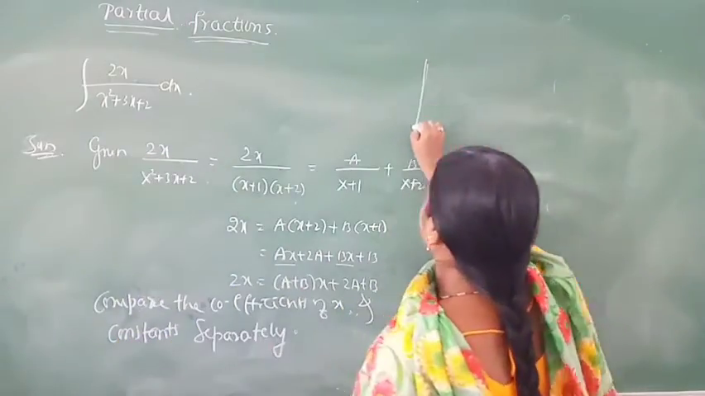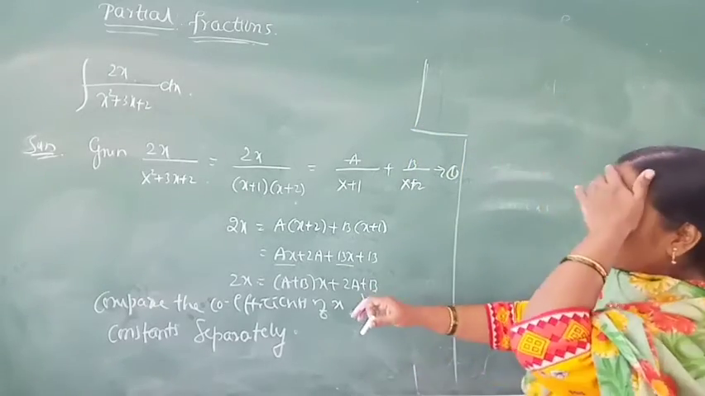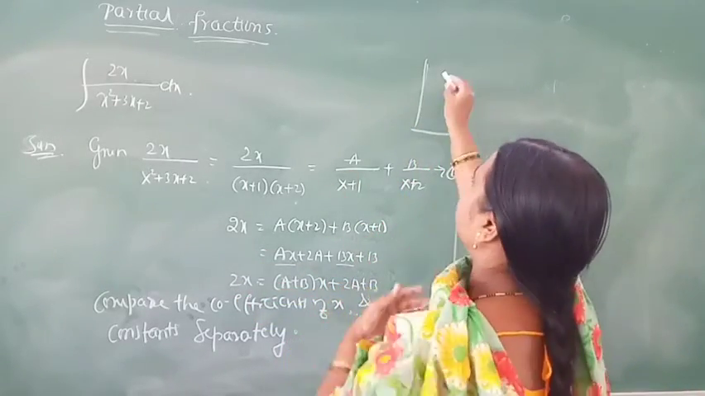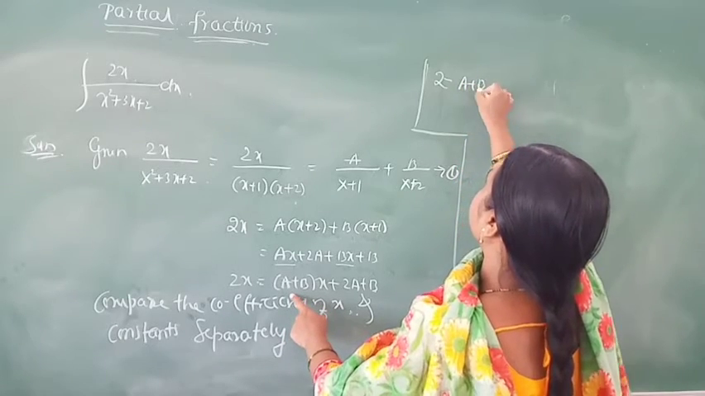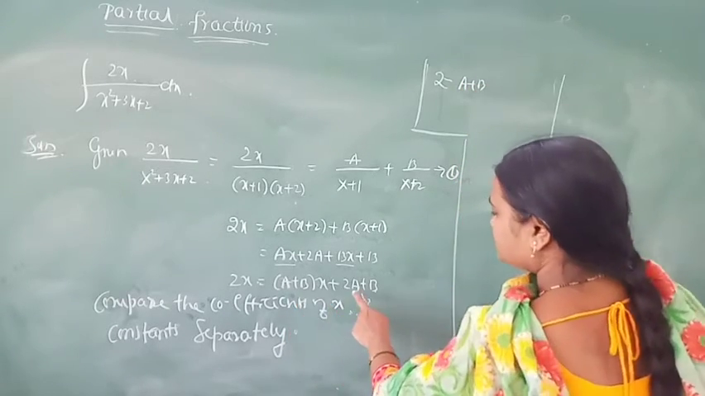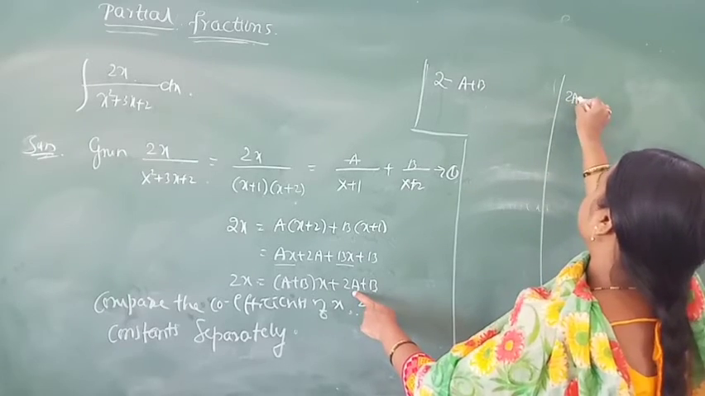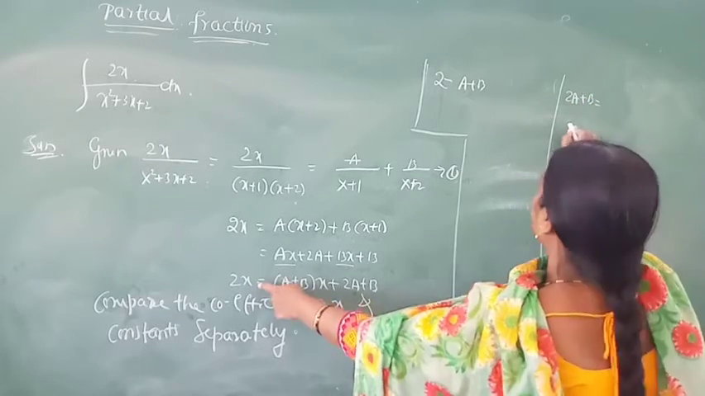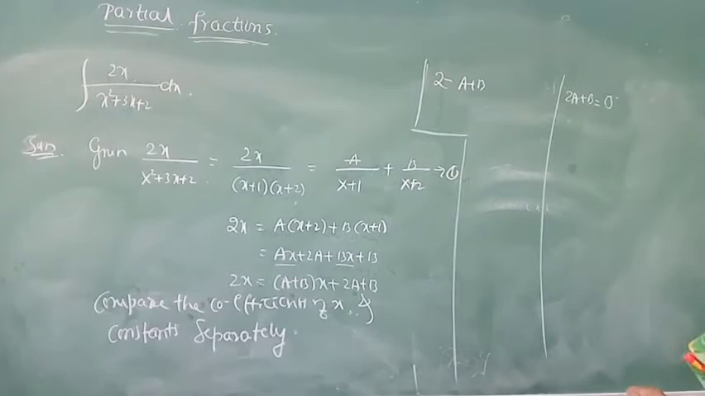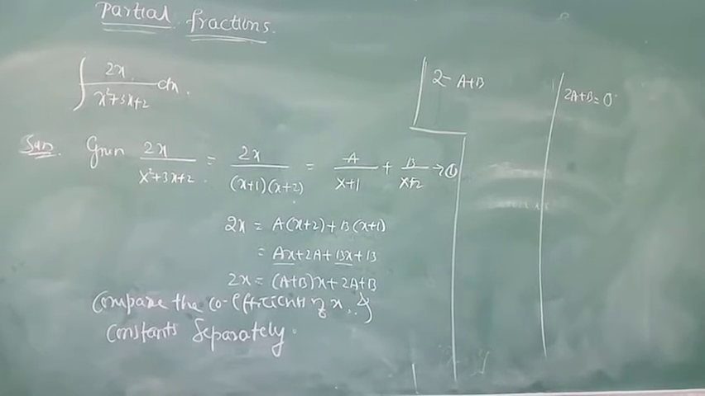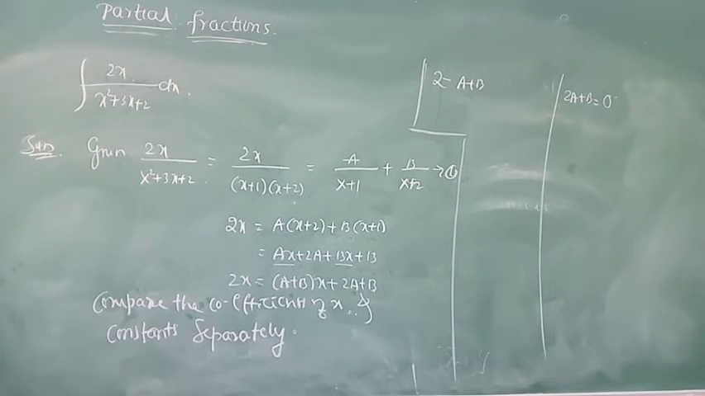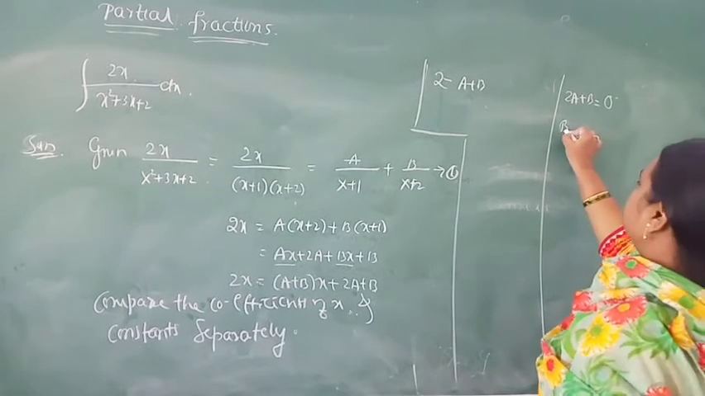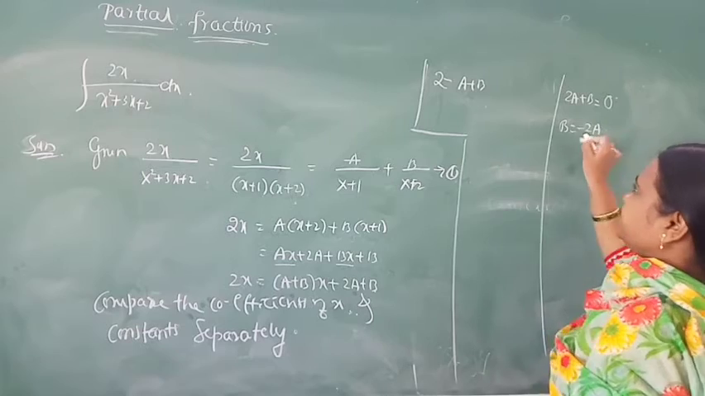We get, see, here the coefficient of x is 2. Therefore, 2 equals a plus b. Next, here 2a plus b. Is there any constant here? No. Therefore, we have to write 2a plus b equal to 0 and a plus b is 2. Okay, means b equals what? Here minus 2a. That one we have to substitute.